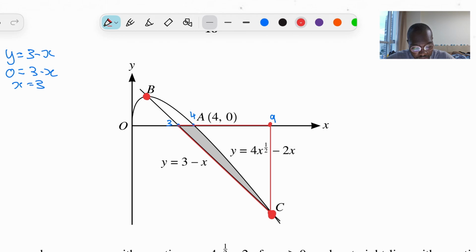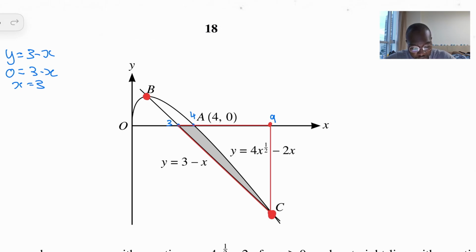And then if we were to work out the area under the curve, in this instance, the area under this particular curve between 4 and 9 would just be all of this bit here. That would be the area under the curve. So we can work that out through integration, and then we can also get the area of the triangle, and we can just subtract them.